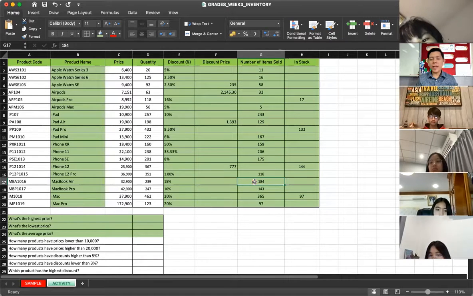We only have 2 minutes left. Okay, so please send the file to me once you're done. Just answer the things that I have highlighted here. So we have sort the product name from A to Z, and then get the missing values here using formula. And then also here you should get the highest price, lowest price, and the average price.